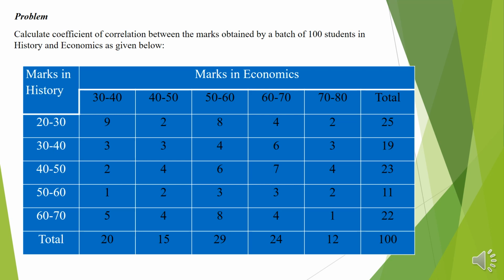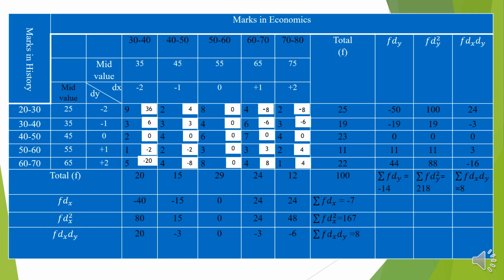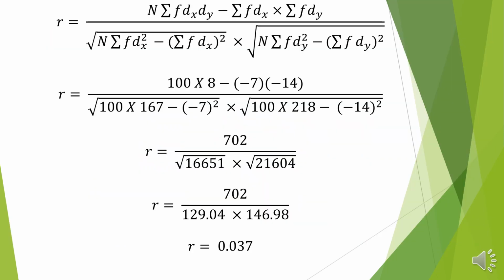Now let us move on to solve this problem. This is minus 7 and minus 14, divided by n, which is 100, into summation f dx square, 167, minus the summation f dx, where the sum of f dx is minus 7, squared. Similarly, here n, summation f dy square, 218, minus the bracket, where summation f dy is minus 14, squared.